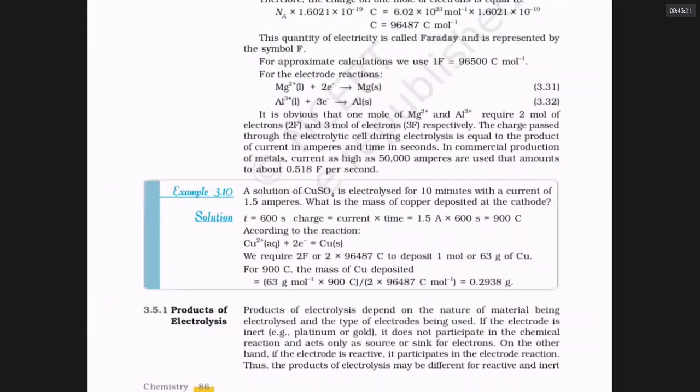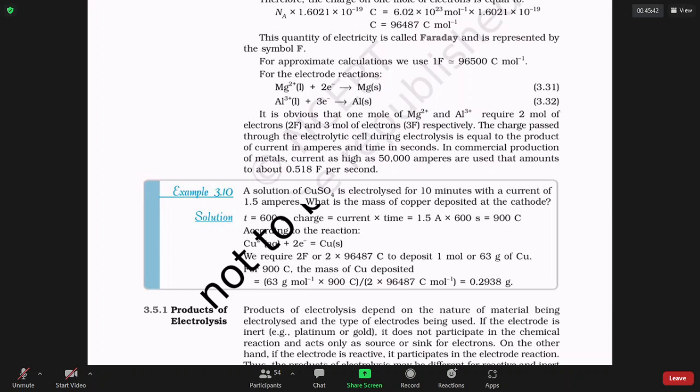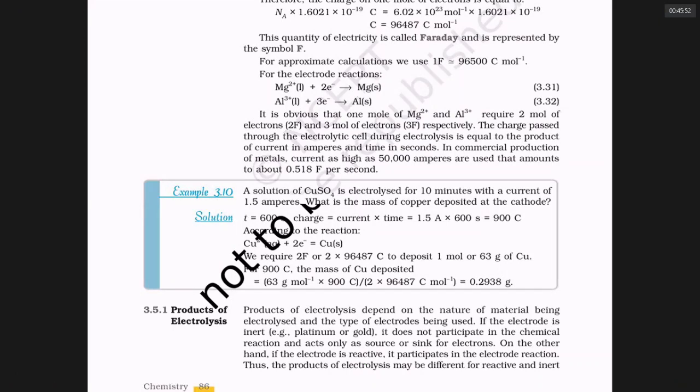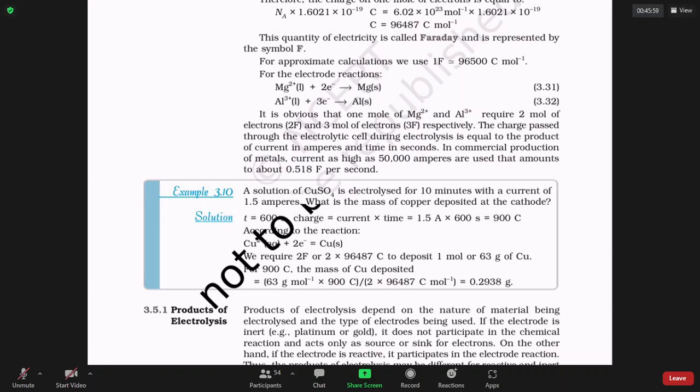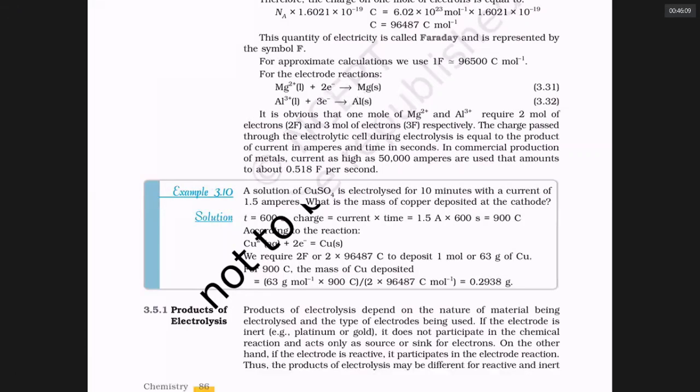Before you go, so far we have discussed what is conductance, what is resistance, what is cell constant, l by A. R k is equal to cell constant. k is equal to cell constant by R. Once I know k, molar conductance is equal to k into 1000 by molarity. k has units of Siemens per meter or Siemens per centimeter.